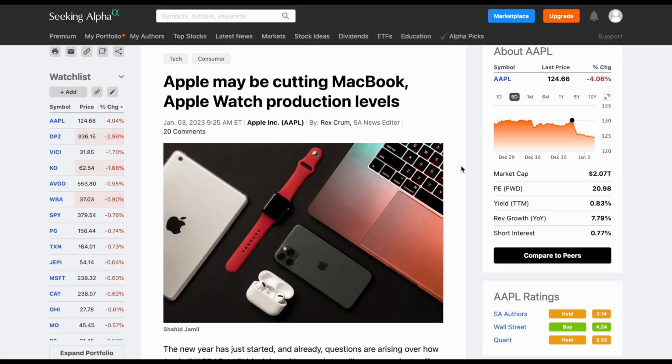And so while the macroeconomic headwinds are definitely causing some of the downfall, we can also see things like Apple cutting their MacBook and Apple Watch production levels is definitely not going to help with their share price either.